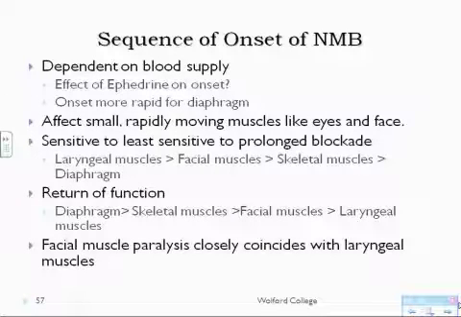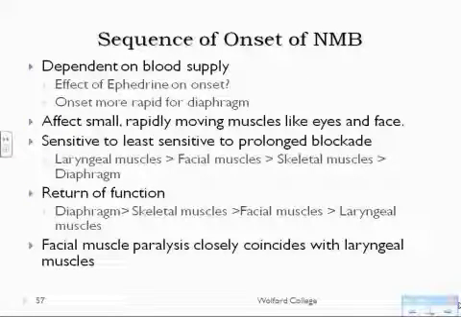Now, sequence is dependent on the blood supply. In fact, if you give ephedrine to somebody, you actually will increase skeletal blood supply because it's a beta 2 agent. So it actually will increase blood supply to skeletal muscle, and also, it's more rapid for the diaphragm as a consequence. It affects small, rapidly moving muscles like eyes and face more so than anything else. So sensitivity from most to least sensitive is laryngeal muscles, facial muscles, skeletal muscles, and diaphragm.